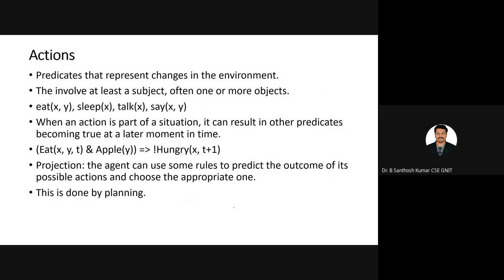Then the action. An action is a predicate that represents changes in the environment. It involves at least the subject and often one or more objects. Here examples are given: Eat(X, Y) means something was eaten by X. Then Sleep(X), so X is sleeping; that is one action. Then Talk(X) means person X is talking. Then Say(X, Y) means X says something to Y. When the action is part of a situation, it can result in other predicates becoming true at a later moment in time.